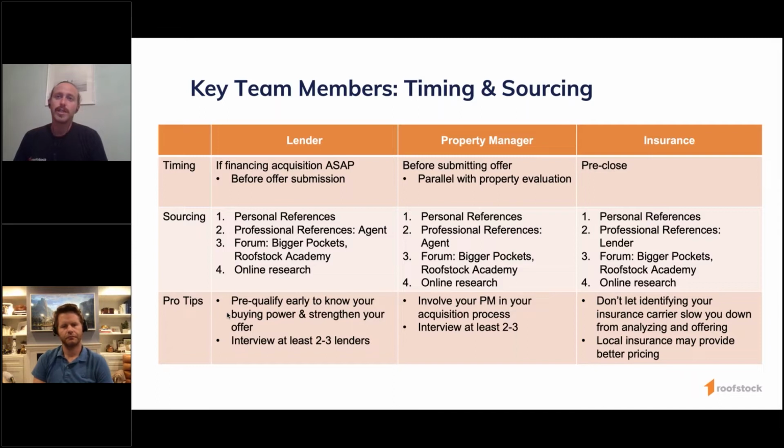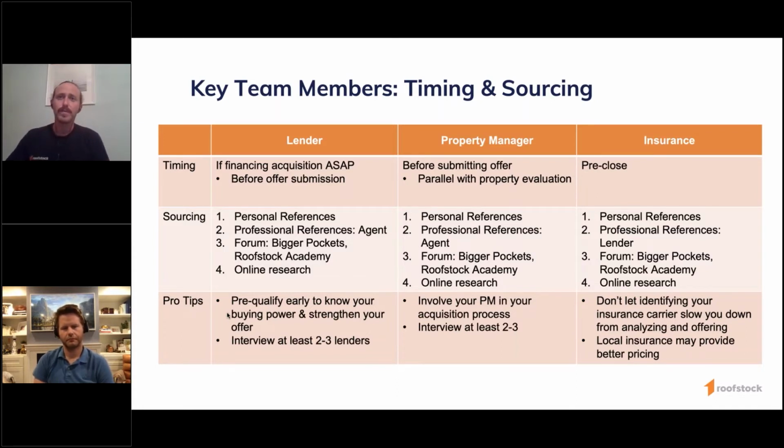And sourcing for these, where to go find these folks, can be personal references, professional references, could be coming from an agent. They could come from a forum, whether that's BiggerPockets or the Roofstock Academy. And then lastly, online research, just doing a Google search for lenders in out of state or lenders in whatever market you're interested in purchasing in.